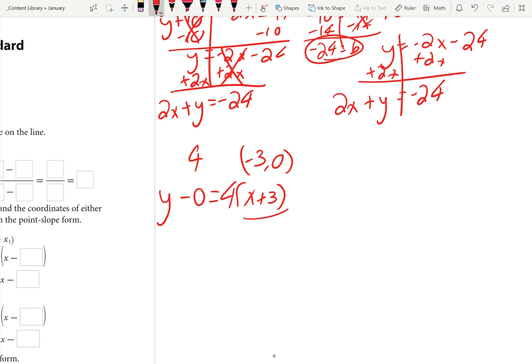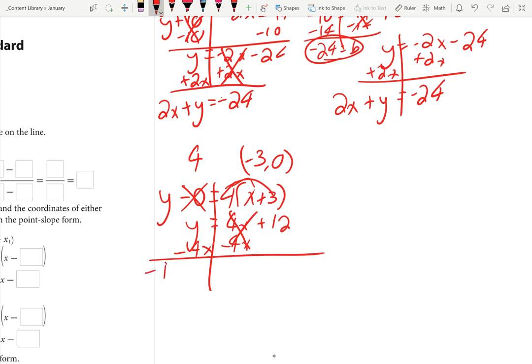So let me distribute and get rid of that -0. So when I distribute, 4 times x is going to be 4x, and 4 times 3 becomes 12. And on the other side, I'll just ignore this -0 since it's pretty useless. So y is equal to 4x plus 12. Now that's slope-intercept form. Now to move it into standard form, I just have to move the x over to the y side. So since it's a positive 4x, we'll subtract 4x just to have it move over. And we end up with a -4x plus y equal to that 12 as our answer.